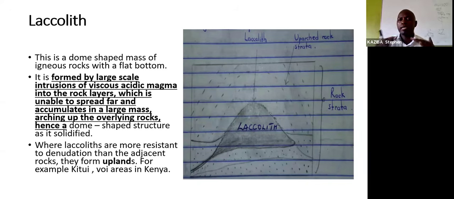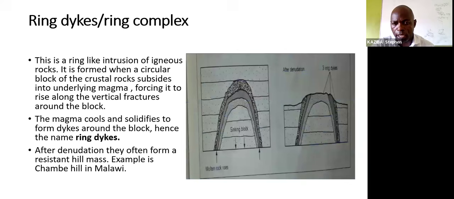A laccolith is like a dome, a hill, and the material is intruded in the layers. Then when it comes and piles up, the overlying layers arch upwards and form that shape. So it is formed by large-scale intrusion of viscous acidic magma into local layers, which is unable to spread for a long distance and accumulates in a large mass, arching up the overlying rocks. So if they are made up of hard resistant rocks, the denudation process of erosion will erode the overlying layers and uplands will be formed. Don't forget to give the examples.